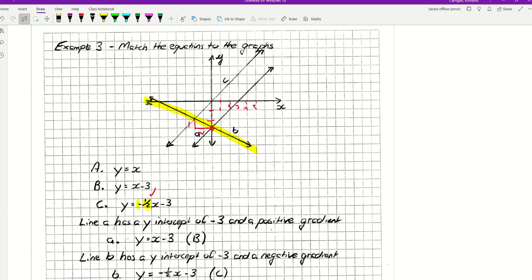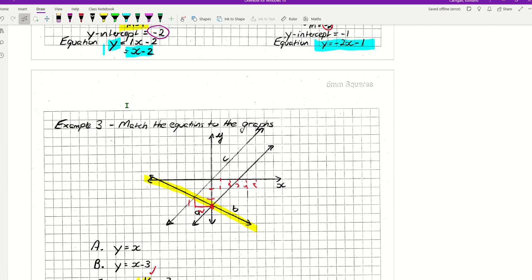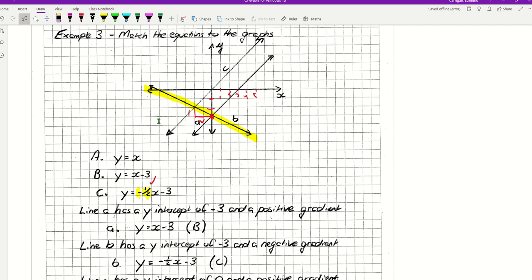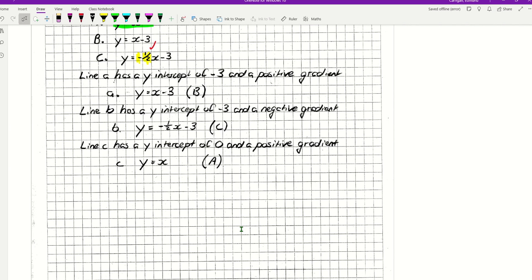Now look at our next ones, y equals x and y equals x minus 3. Looking at those equations, I notice y equals x goes through the origin, because when y equals 0, x equals 0. Here's my line going through the origin, so I've matched those up. That leaves my last one, y equals x minus 3, which has a gradient of 1 and goes through at minus 3. There it is, minus 3. So we've matched those up as well, and I've written that out here.